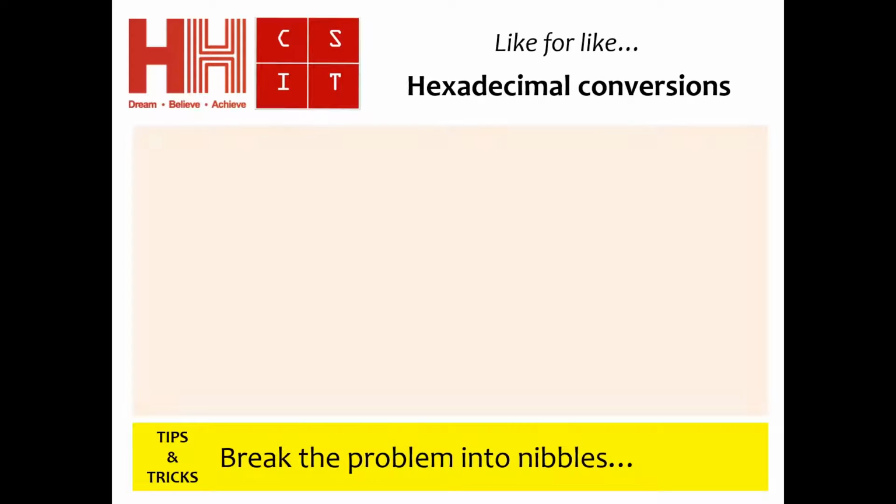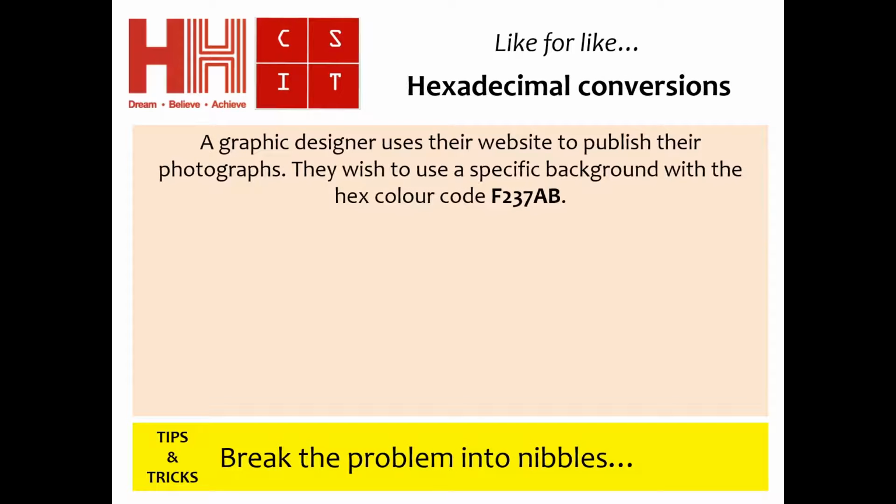So a quick question about hexadecimal conversion. It's asking me to convert this hexadecimal number that is used to represent a colour into binary. So what I'm going to do is have 4 blocks of bits for each one of these letters and numbers. Starting with the F, I can work out what F is.